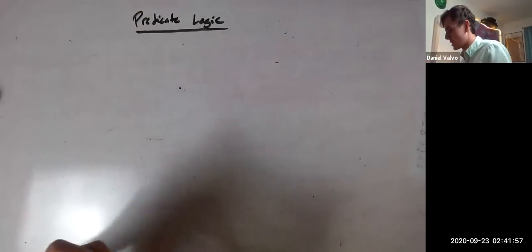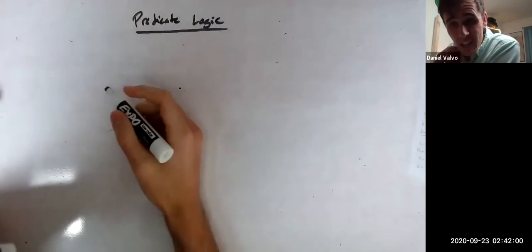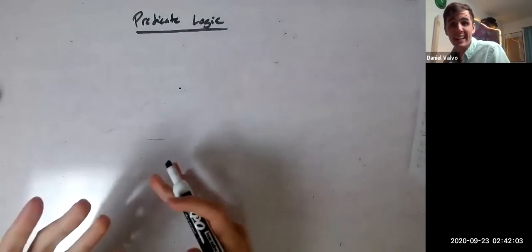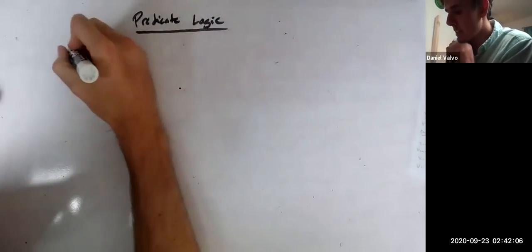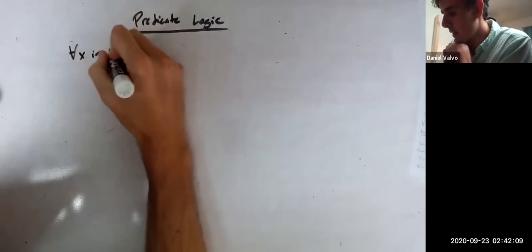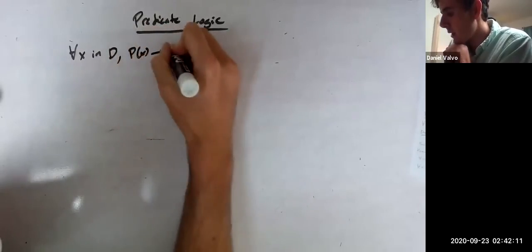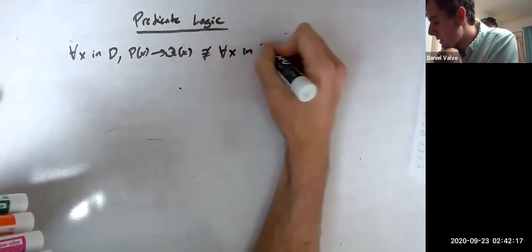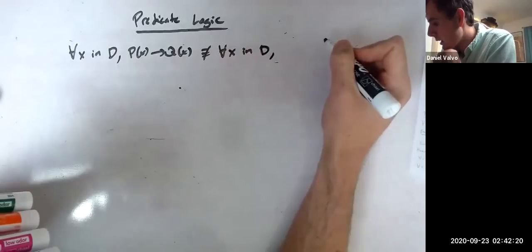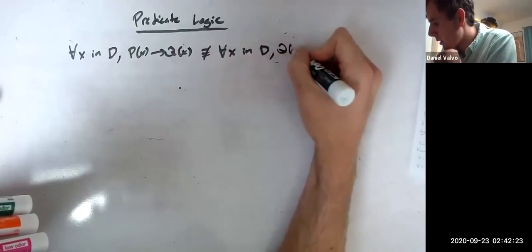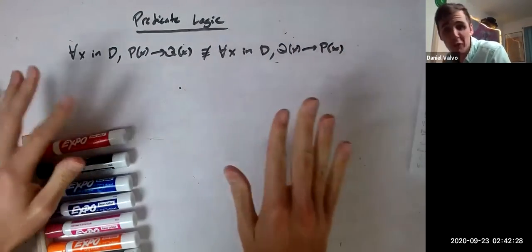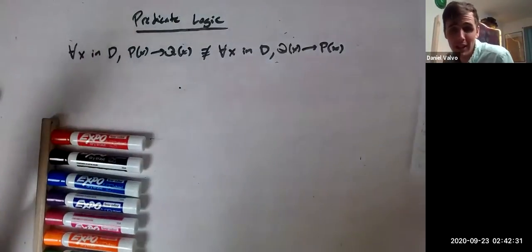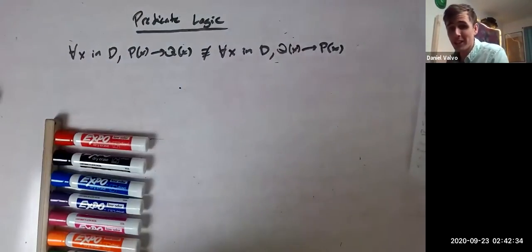So the point is, in predicate logic, what we talked about last time is that the universal conditional is not equivalent to the universal converse. What we showed last time is that for all x in D, P of x implies Q of x is not equivalent to for all x in D, Q of x implies P of x. These are just straight up different statements, just like saying I like grilled cheese and the sky is blue. They are just different things.